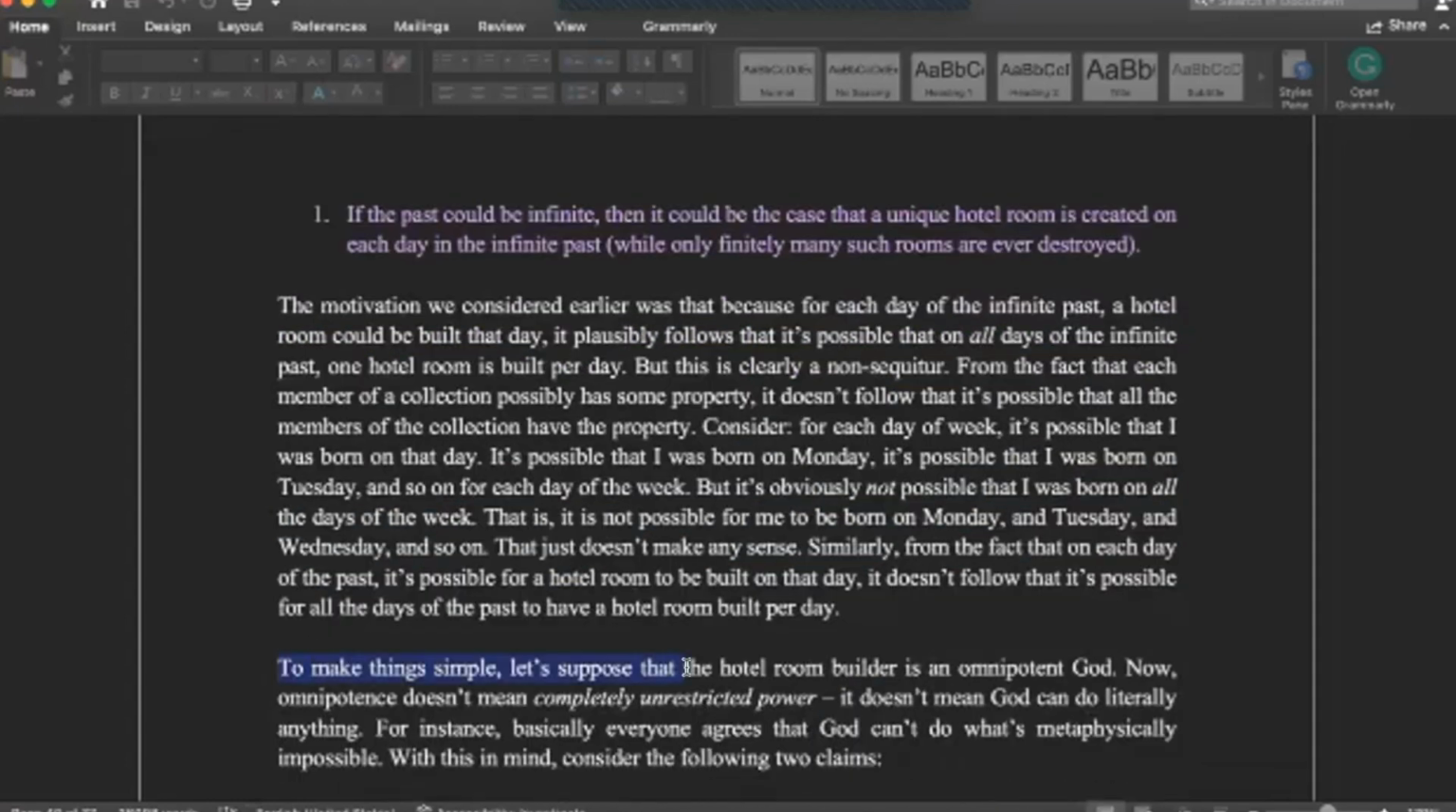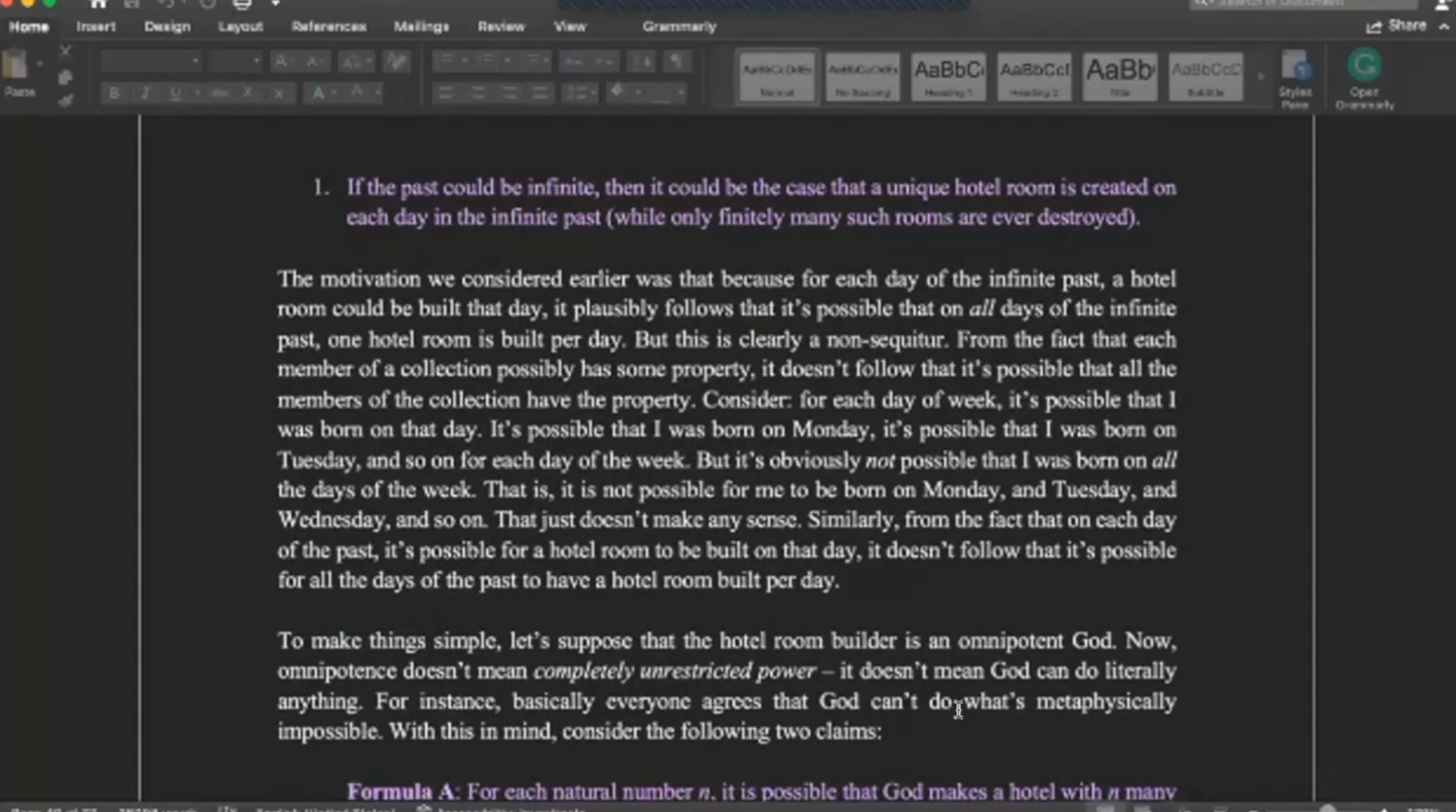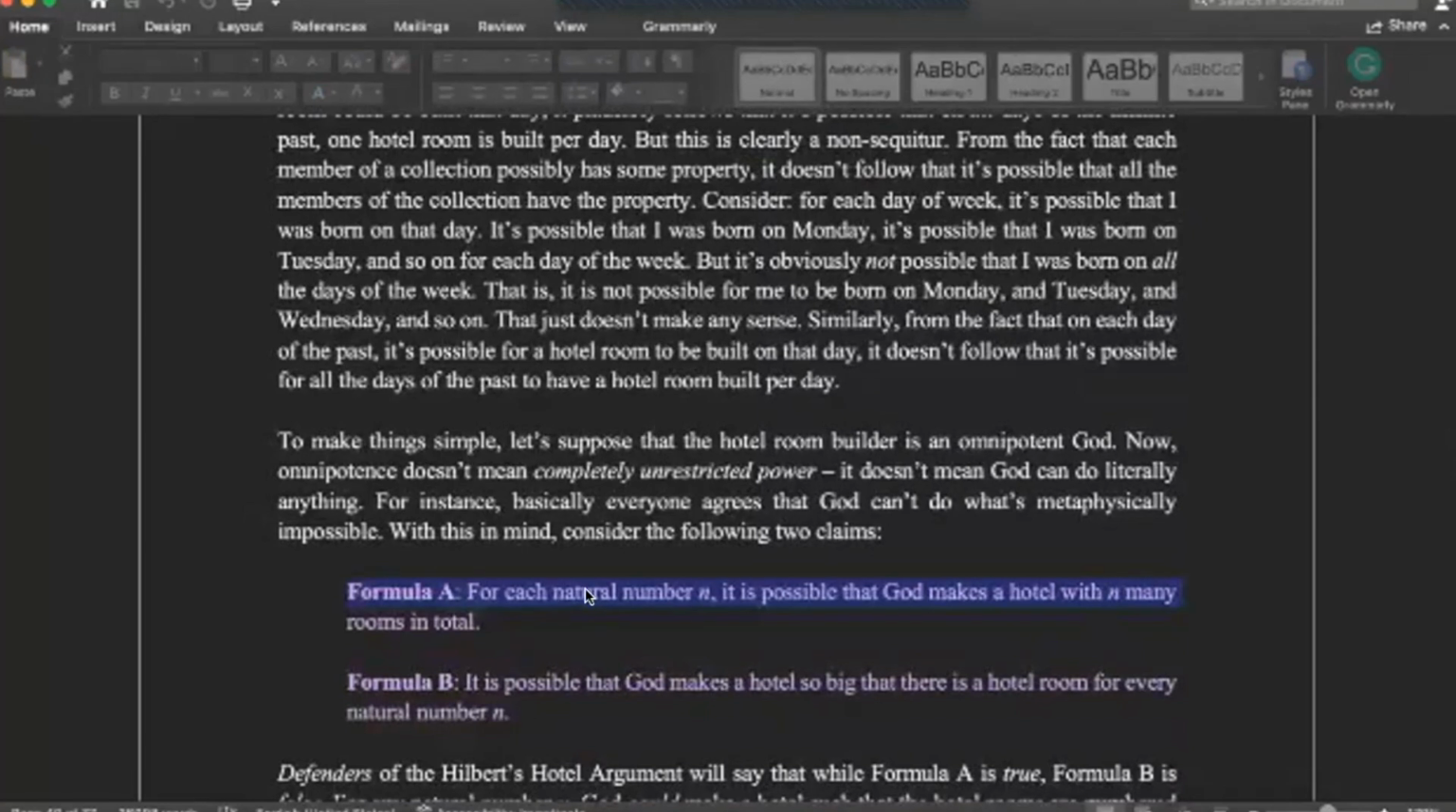Now, to make things simple, let's suppose that the hotel room builder is an omnipotent God. Now, omnipotence doesn't mean completely unrestricted power, right? It doesn't mean God can do literally anything. For instance, basically everyone agrees that God can't do what's metaphysically impossible. With this in mind, consider the following two claims. So here's the first claim, here's the second claim.